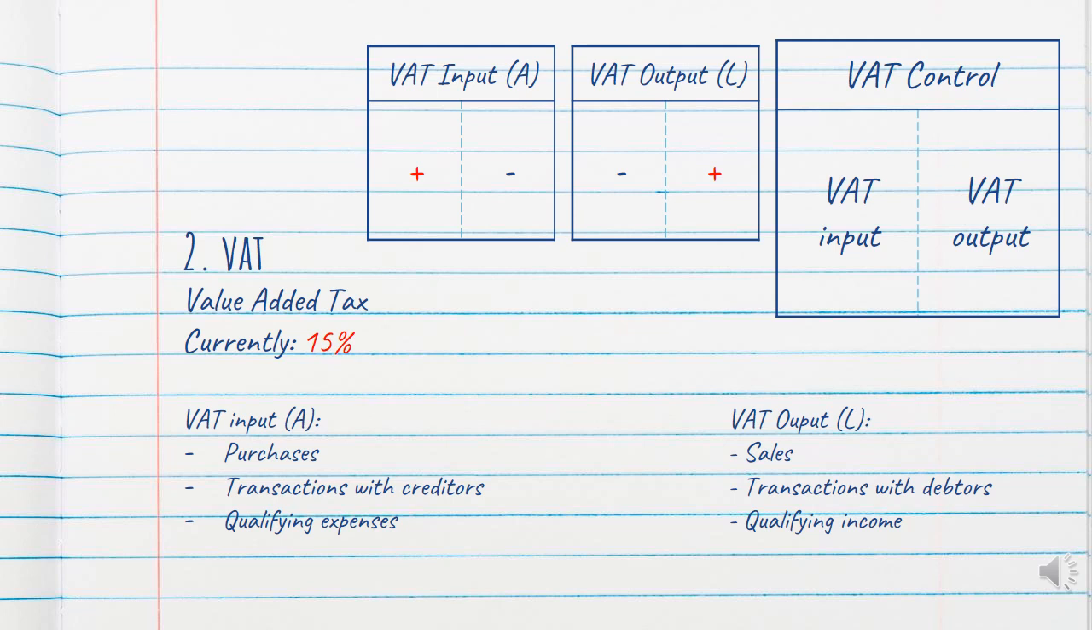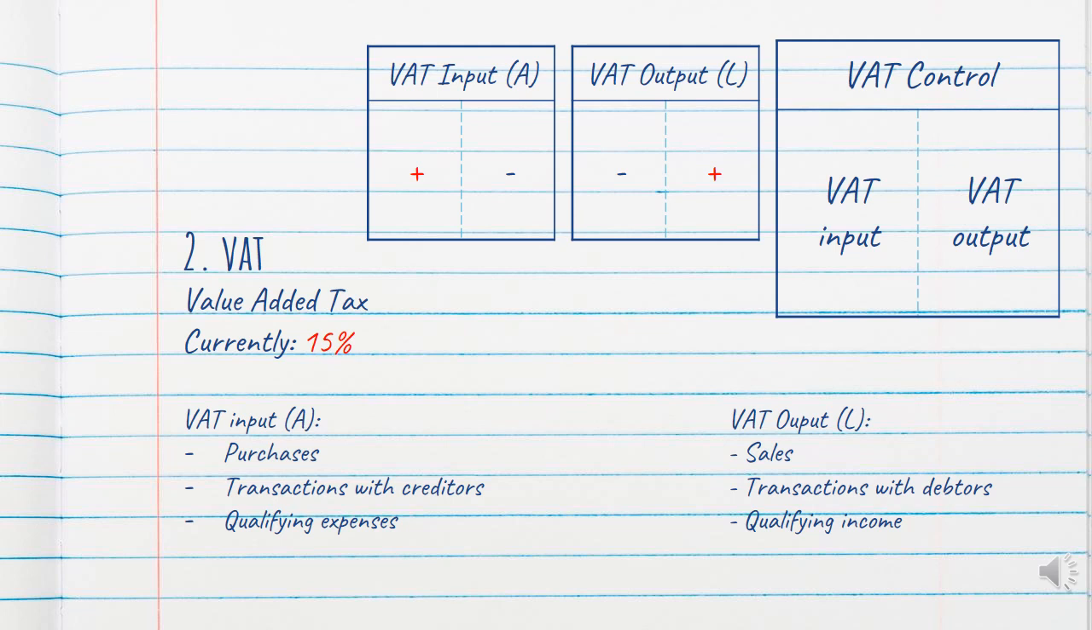It was 14% a year or two ago. And I think I worked out my VAT on 14%. But yours is now at 15%. And then I've just put down there that VAT input is an asset, so it increases on the debit side, and VAT output is a liability, and it increases on the credit side.